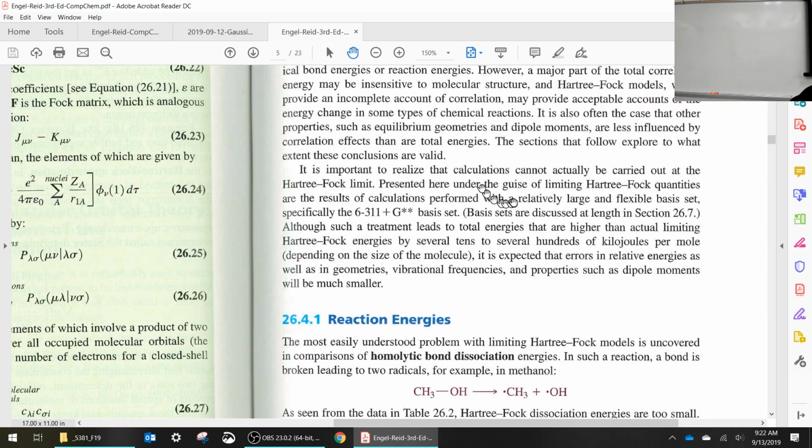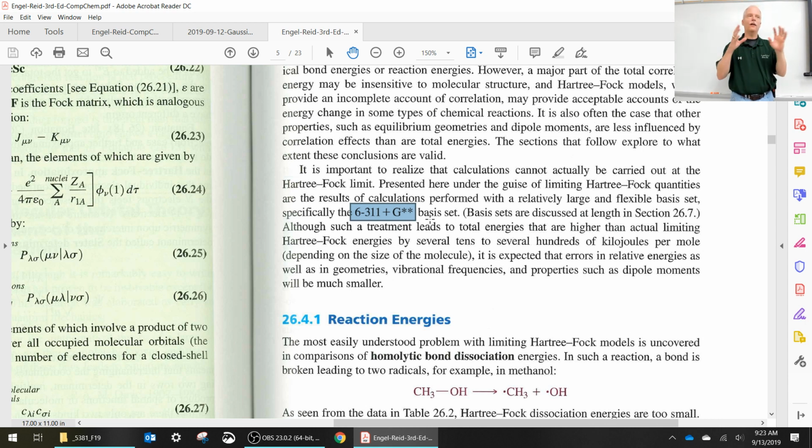So he's saying it's important to realize the calculations can't actually be carried out at the Hartree-Fock limit. So they just picked a really big basis set and said this is going to represent the Hartree-Fock limit, and then we can compare all the other calculations to that calculation. And so this is an important assumption for all of the sections that follow and all of the tables that follow. They have here that it's this particular basis set they've designated as the Hartree-Fock limit for this particular chapter. Okay, that's not a universal definition. That's this person's definition of what the Hartree-Fock limit is for their tables and their comparisons.